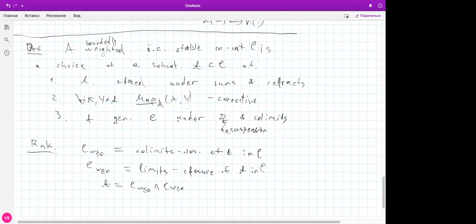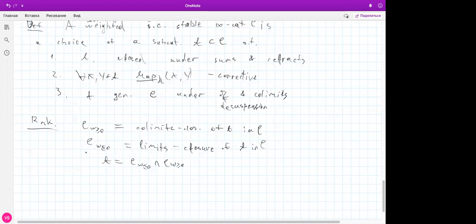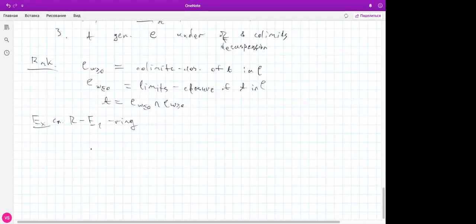So these are the cells. These are the cells of your category. For example, if you have an E1 ring, a connective E1 ring, you can construct perf R, which is a bounded weighted category.